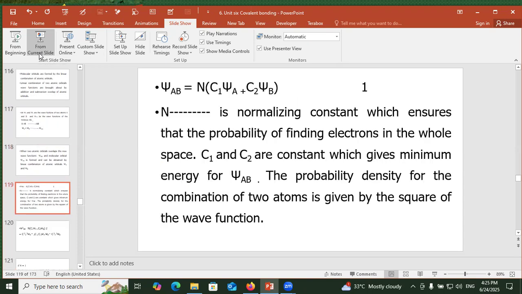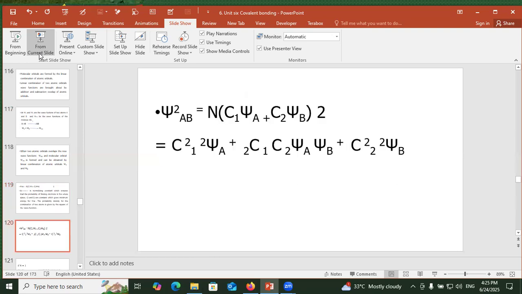Psi AB equals N times (C1 psi A plus C2 psi B). N is the normalizing constant which ensures that the probability of finding the electron in the whole space is one. C1 and C2 are constants which give the minimum energy for psi AB. The probability density for the combination of two atoms is given by the square of the wave function. Psi square AB equals N square times (C1 psi A plus C2 psi B) whole square, so C1 square psi A square plus 2 C1 C2 psi A psi B plus C2 square psi B square.